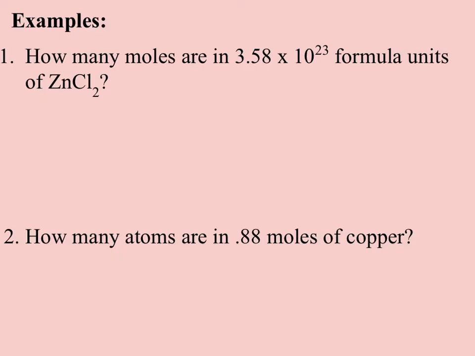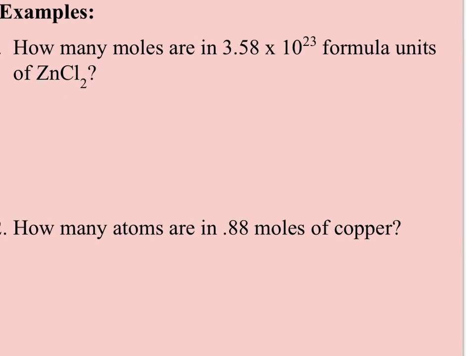So let's try a couple examples here. I like to use the same method every time because we're going to do a lot of conversions in the next few chapters. What I like to do, my foolproof method or my no-think method, is to always look at what you have and what you want. So if I read the problem, it says how many moles are in 3.58 times 10 to the 23rd formula units. So what I have is 3.58 times 10 to the 23rd formula units.